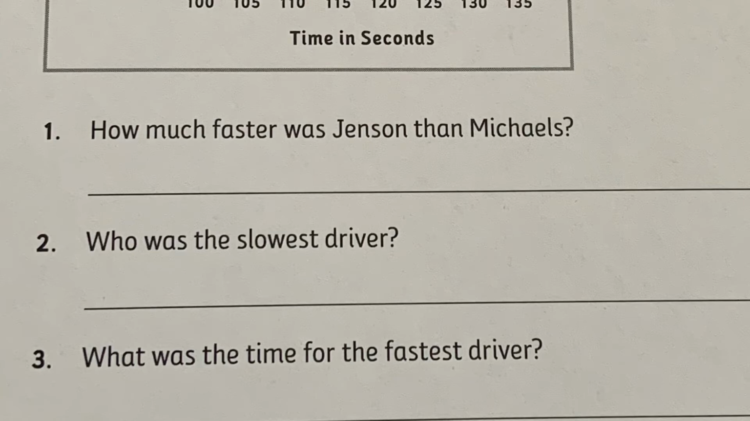The number one question asks, how much faster was Jensen than Michaels? So question 2 asks, who's the slowest driver? In order to find that, you have to look down at the time in seconds. Now, the larger the number, the slower they went. In other words, 60 seconds is faster than 120 seconds.